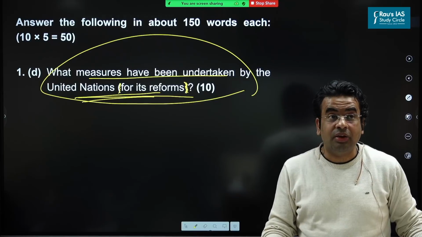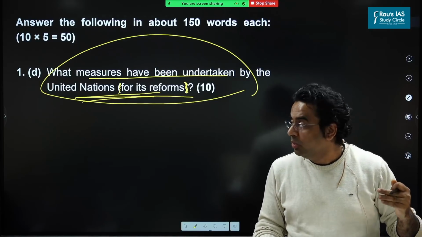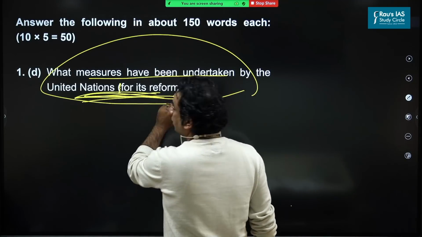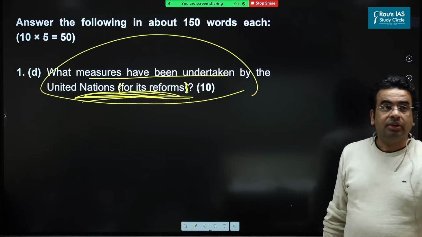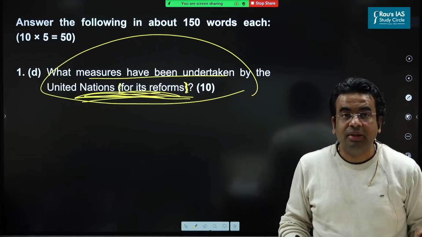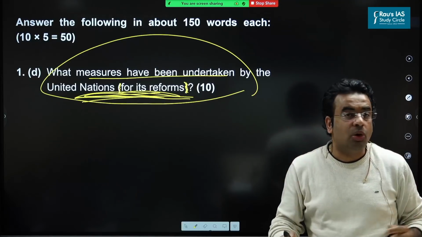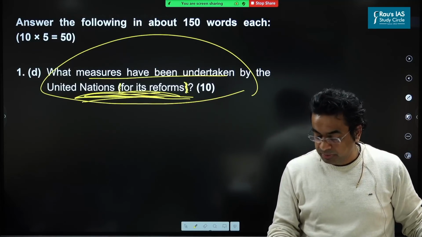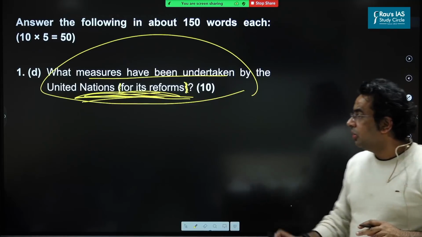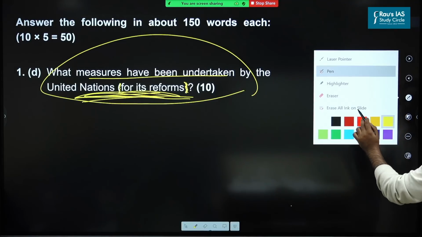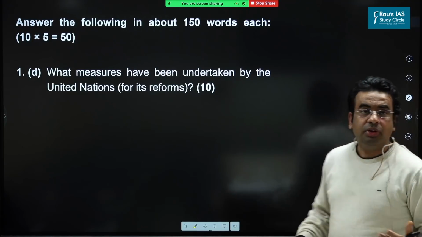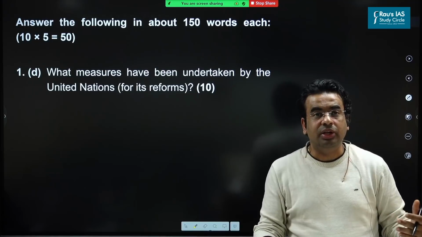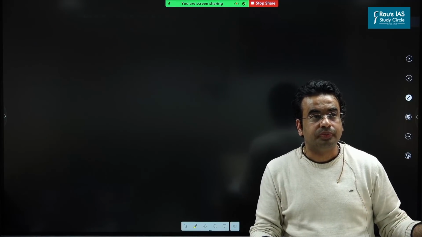But they have not asked what India has done. They have asked what measures have been taken by the UN itself for its reforms, not the steps taken by the members, but the UN as an organization. You should be aware of the facts that these many things are being done by the UN for its reforms. If you are reading your newspaper, you can easily write an answer for this question.